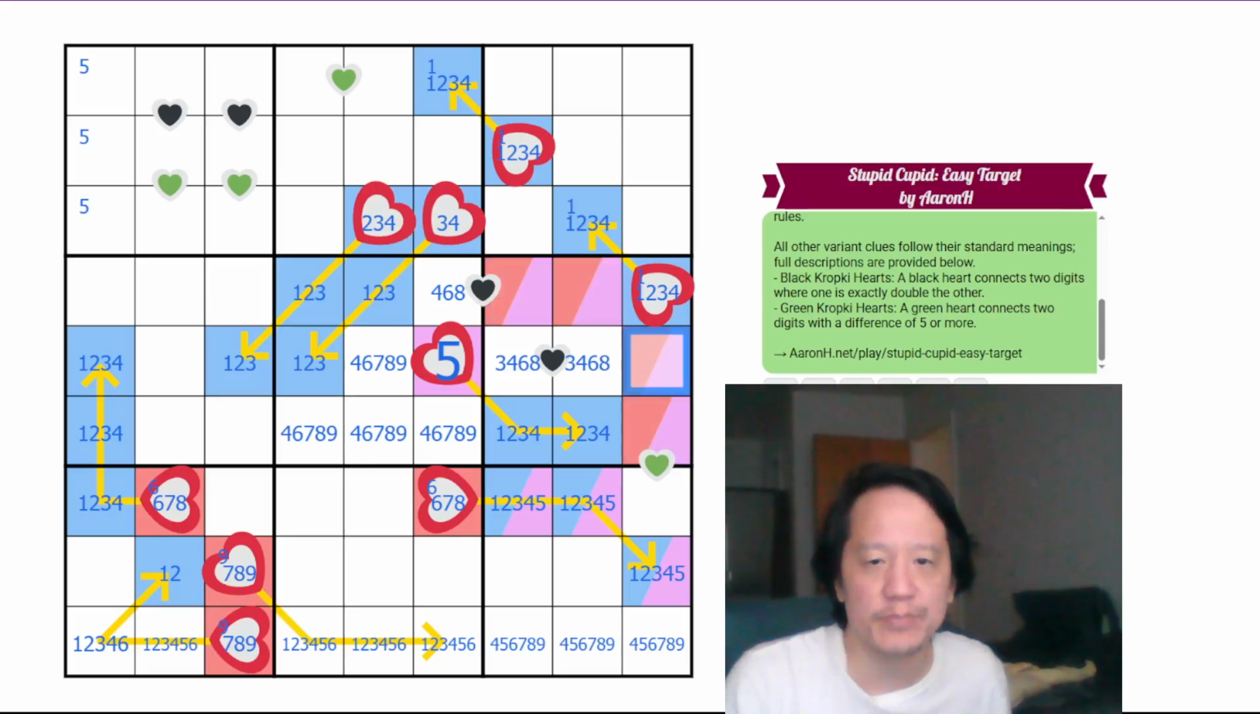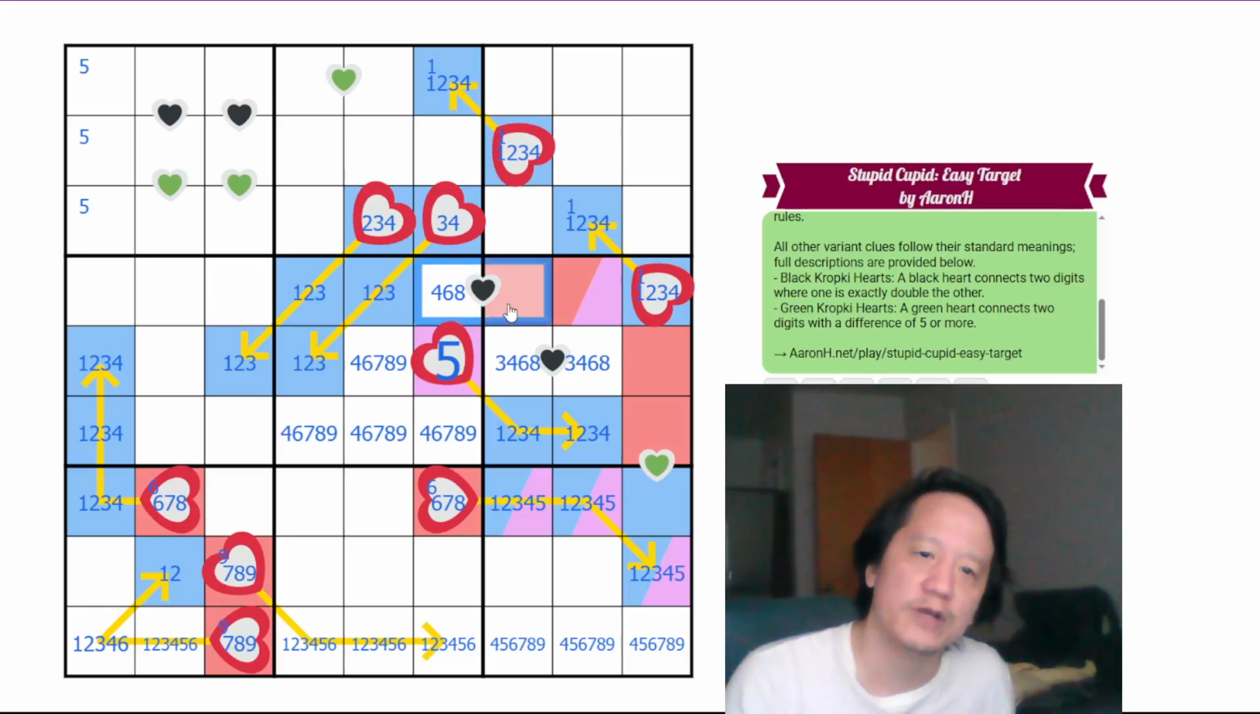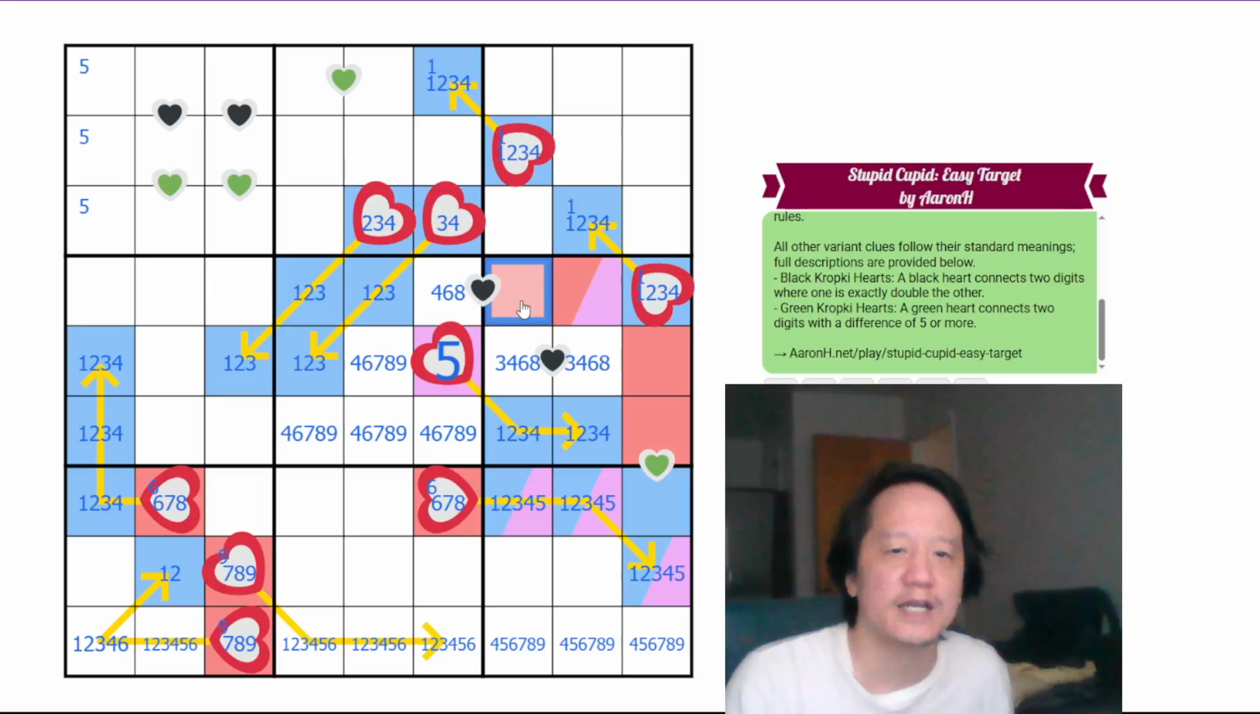And this can't be 5 because of 5 in the row. This can't be 5. It's next to a green Kropke heart. So therefore, this must be low there. And this 5 can't be next to a black Kropke heart. So this is a high digit, which is next to a black Kropke heart here. Again, this cannot be 5, 7, or 9, so it has to be 6 or 8.